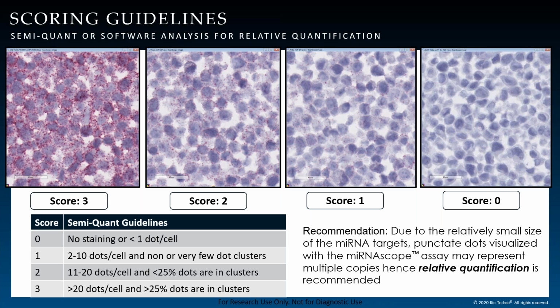A note that we want to mention, though, is that due to the relatively small size of the microRNA or ASO siRNA targets, the punctate dots seen under the microscope may represent multiple copies. As a result, we recommend our users to interpret the data by relative quantification, meaning that they should always use the negative control as the baseline for measuring the change in their target probe expression.